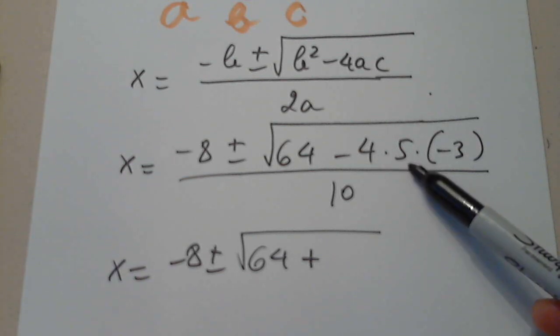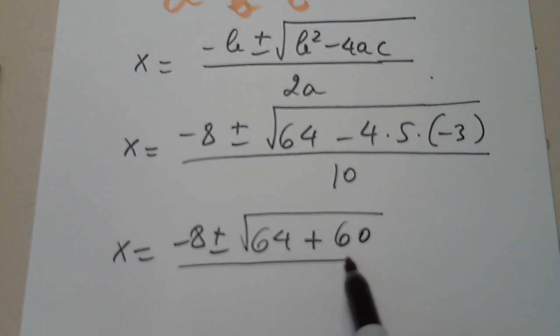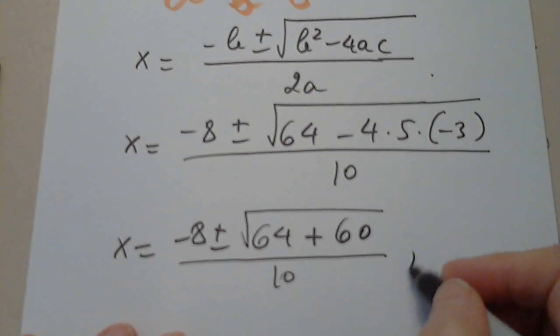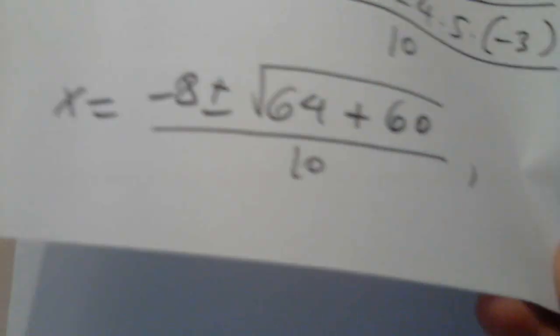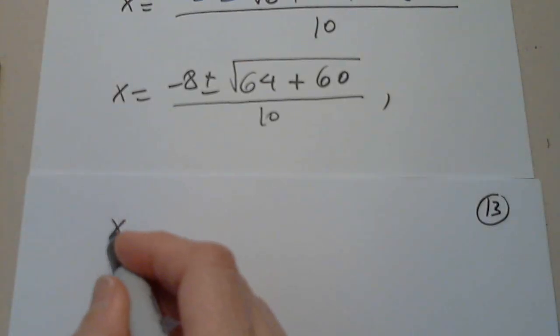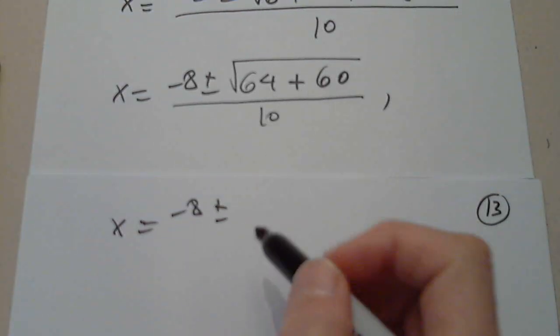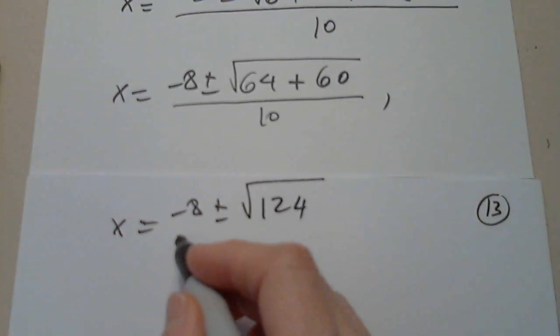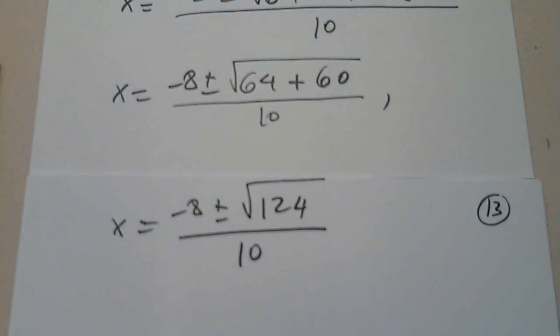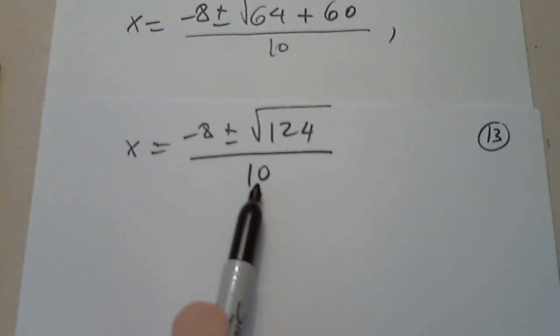So 4 times 5 again, 20 times 3 is 60. Everything divided by 10. So then we have x equals negative 8 plus or minus the square root of 124, divided by 10. Do not attempt to simplify 8 with 10. This is a term and this is a factor.